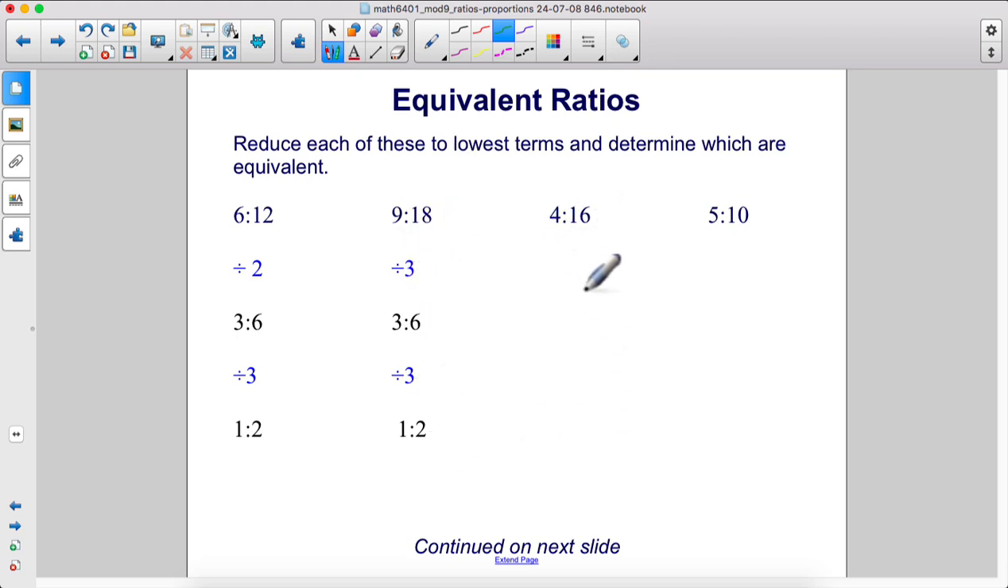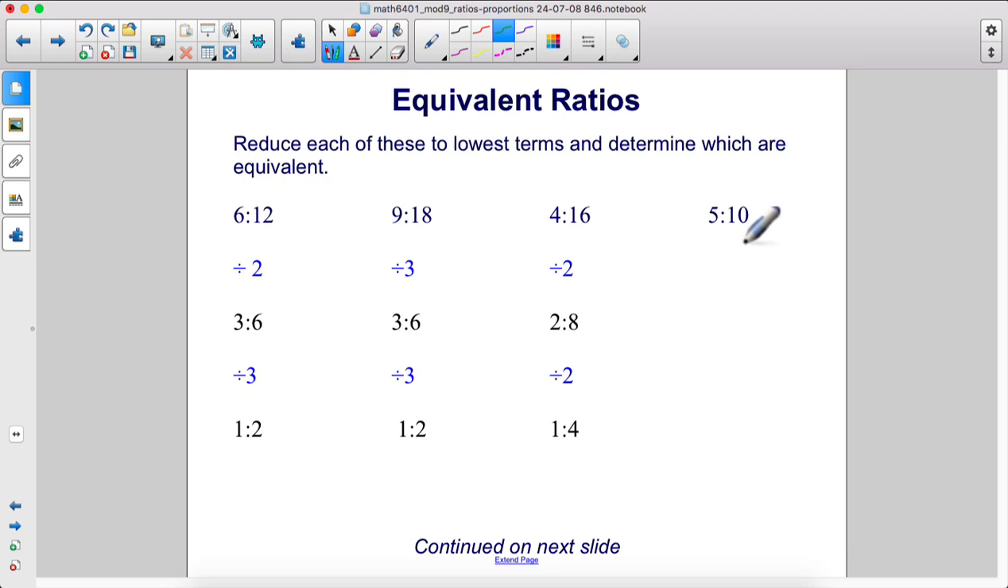All right, 4 to 16. Let's try this kind of method. Let's divide both sides by 2. Okay, so then we get 2 to 8. But look, we can divide by 2 again. And we get 1 to 4. So this one is not an equivalent ratio to the first two.